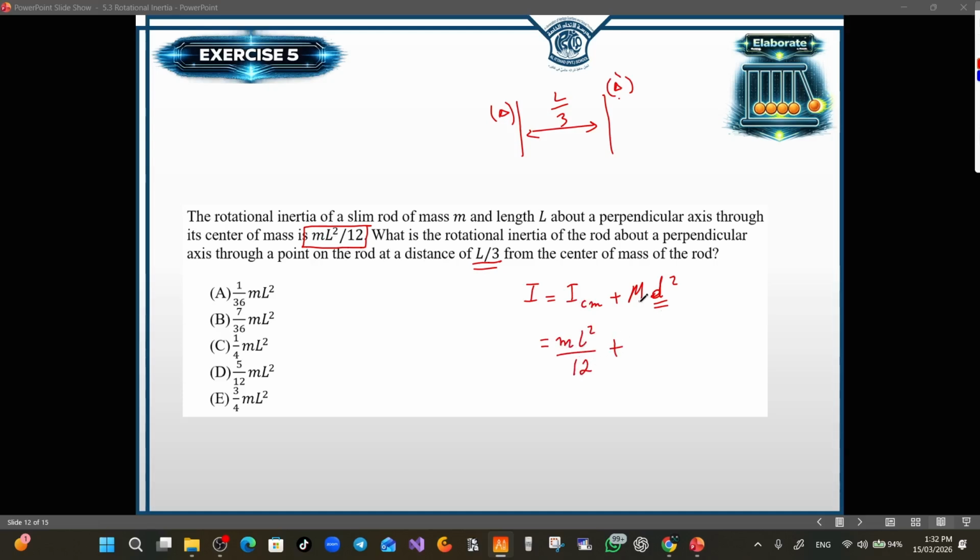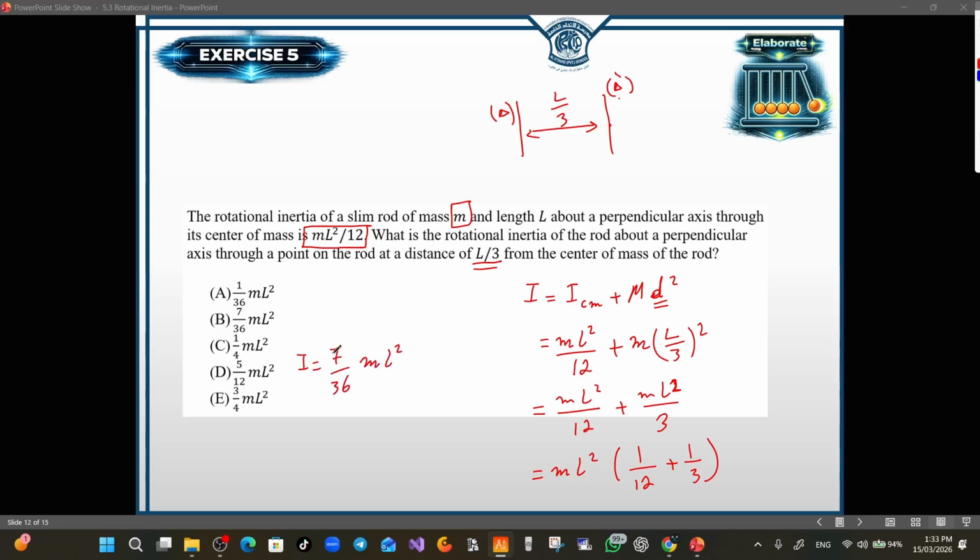Now, m represents the mass of the rod, and the mass of the rod is the same, it's m. And d is the distance between the two axes, so it's going to be L over 3 to the power 2. Now, we apply the square here, so mL squared over 12 plus mL squared over 9. We take mL squared as a common factor, so 1 over 12 plus 1 over 9. So the final answer is 7 over 36 mL squared. And B is the correct answer.